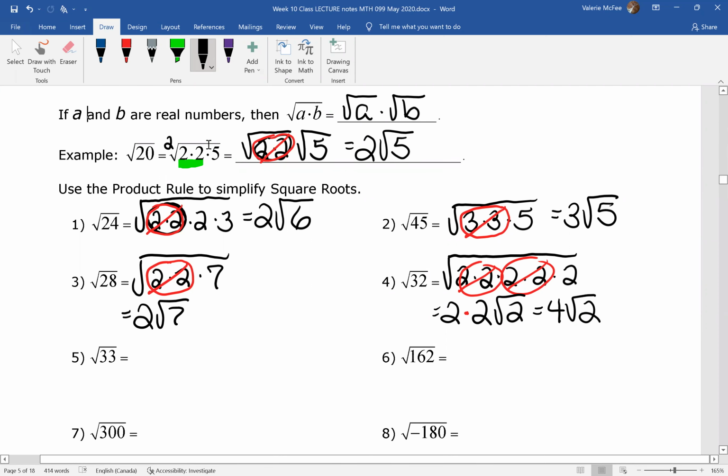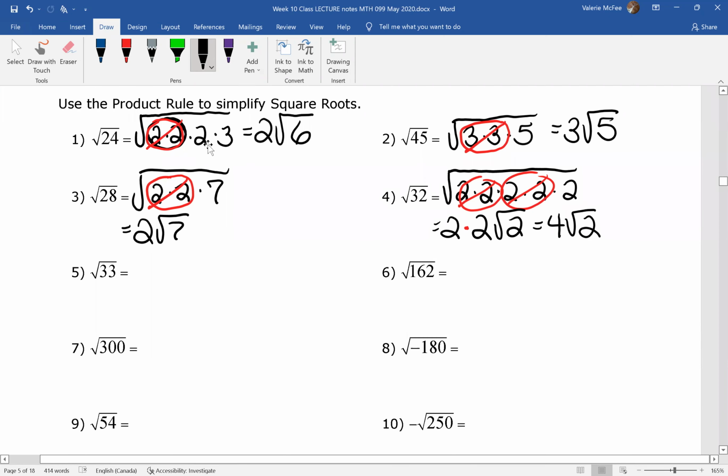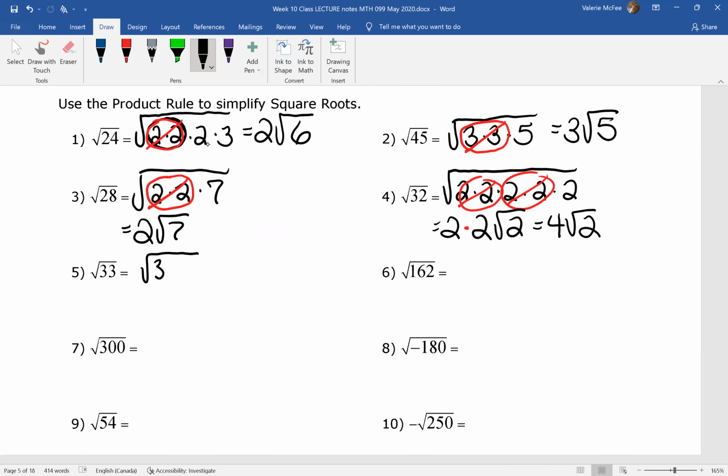What about question 5? When we prime factor 33, we see it's 3 times 11. There are not 2 factors the same. There's no simplifying to be done here. This is simply equal to the root of 33. Pause your video, simplify numbers 6 and 7.